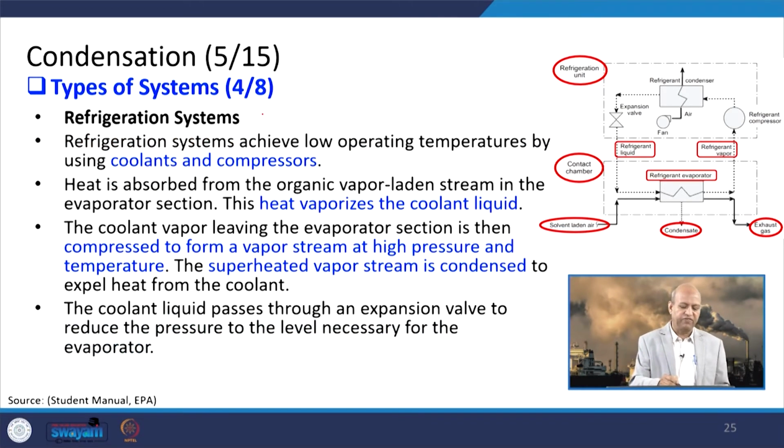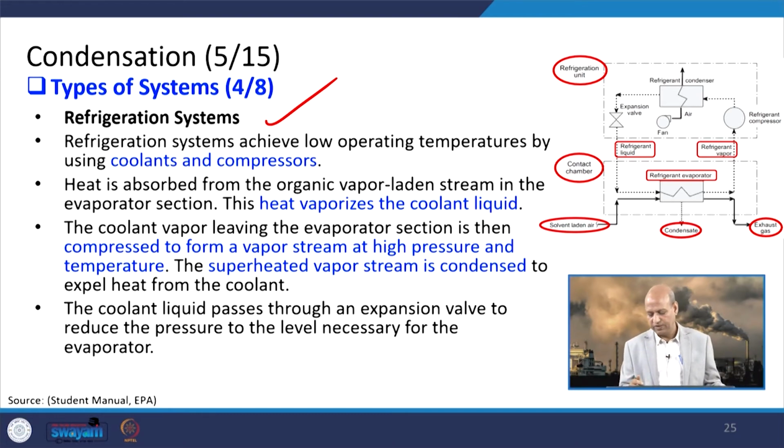Then we come to the refrigeration system. Refrigeration systems achieve low operating temperatures by using coolants and compressors. The heat is absorbed from the organic vapor laden stream in the evaporation section. That heat vaporizes the coolant liquid, and the coolant vapor leaving the evaporator section is then compressed, and then the superheated vapor stream is condensed to expel the heat from the coolant.